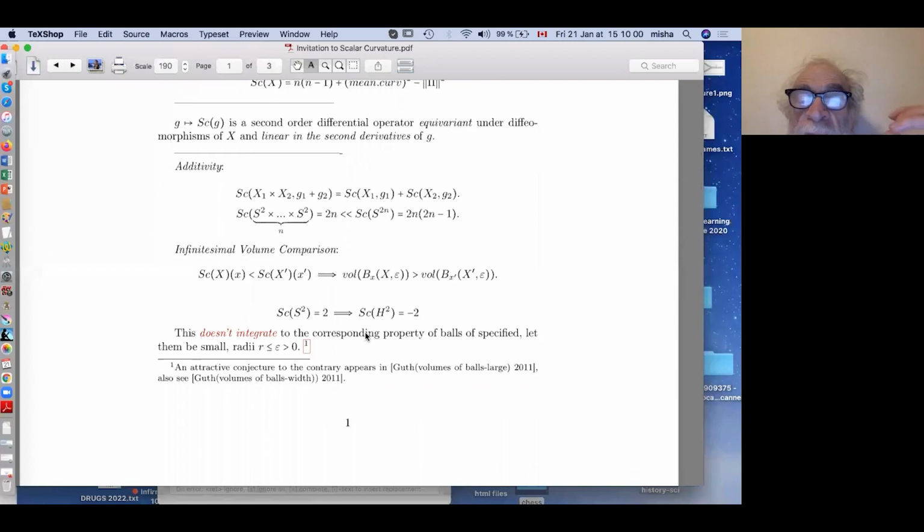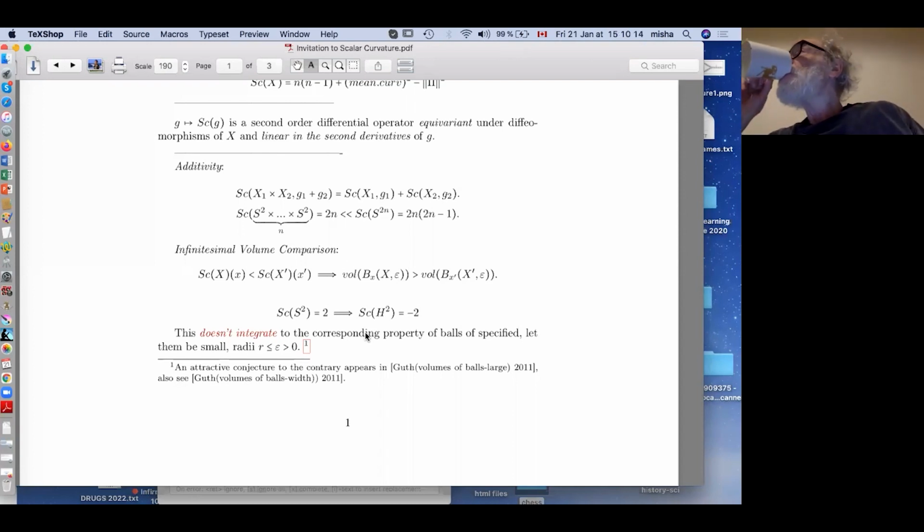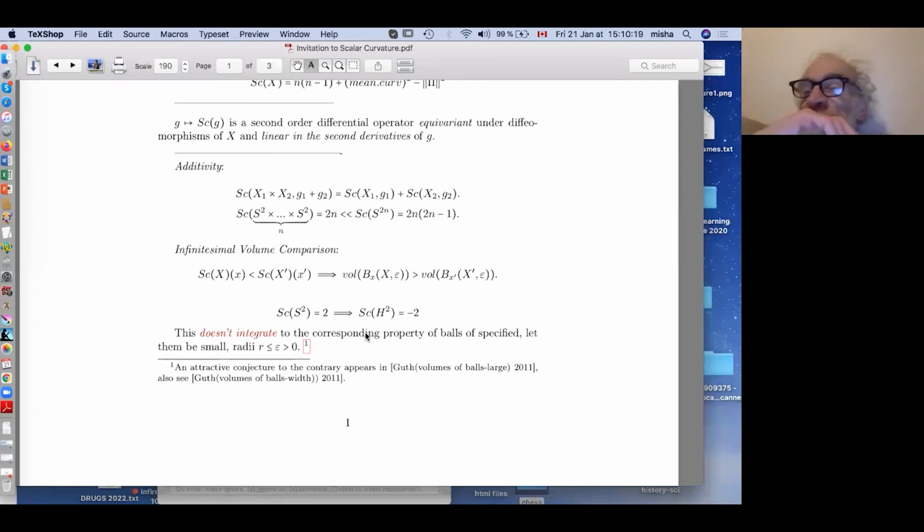However, what's wrong with this property? We don't know how to integrate it. It tells you nothing about the volume of balls in general, except for infinitesimal balls. These are balls of specified size, but you know nothing about a real ball. And therefore, this was never used. Except there is a conjecture by Alan Guth, which goes in the opposite direction, but well, it may be true, maybe not, I personally don't believe it. But I'm a pessimist.